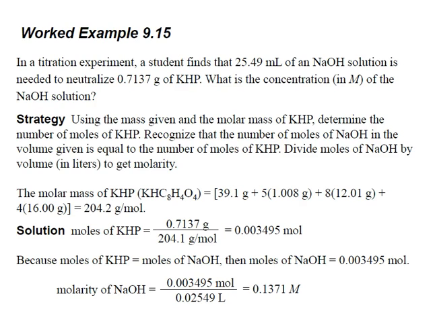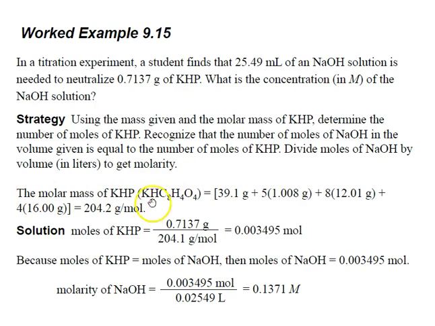They give us, we need to have the chemical formula of KHP, which is here. There it is. Alright, strategy. Using the mass given and the molar mass of KHP, determine the number of moles of KHP first. Then recognize that the number of moles of sodium hydroxide in the volume given is going to be equal to the number of moles of KHP. Usually this is the case, where you find the moles of one, and then the moles of the other are the same, and then you can get back to the volume and then molarity. So once you have the moles of KHP and NaOH, we can divide the moles of NaOH by the volume to get molarity.